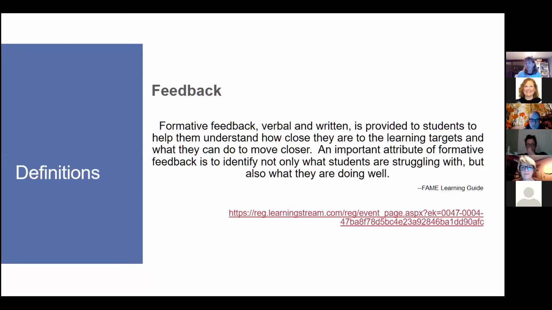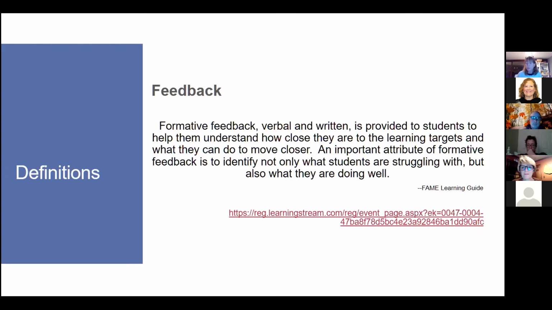So learning targets, right? Learning targets are key to feedback. It is very hard to give students really good feedback if you don't know what you're expecting them to know and be able to do. So we have to have clarity. So learning targets is key. Thank you for that. Thank you, Nanette.